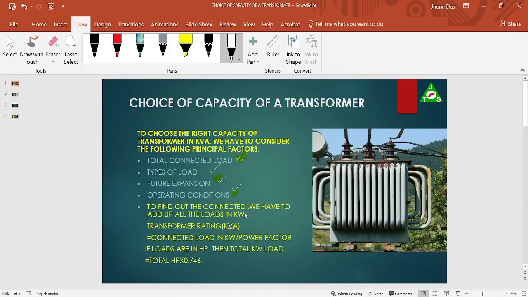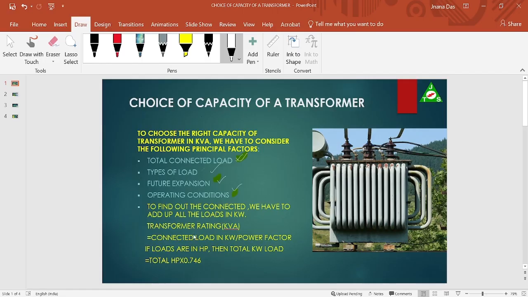To find out the connected load, we have to add up all the loads in kilowatt. What are the equipments, the drawing load, division of equipments, maybe light or fan, or maybe AC or small motors for a residential complex, or maybe for a commercial complex also. So first I have to calculate the connected load.